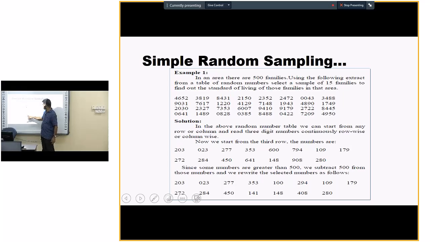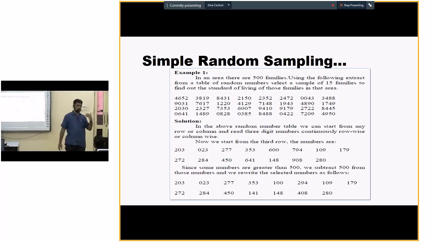277, then 353, next 600, 794, then 109, then 179, then 272, then 284, then 450, then 641, then 148, 082, sorry, 980, 280. Now we have completed 15, right?